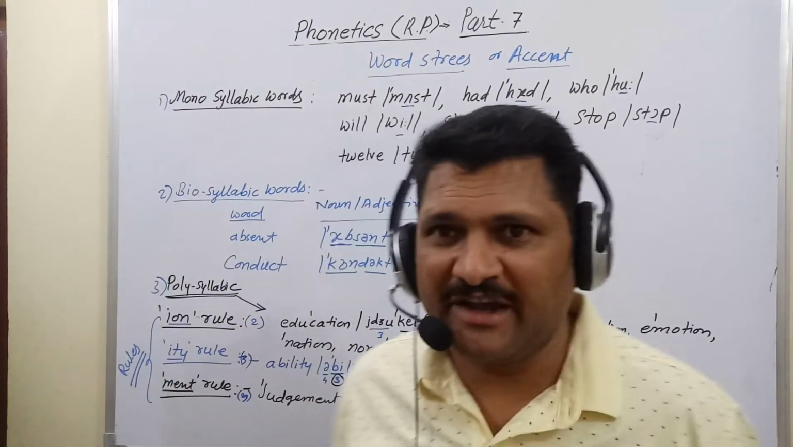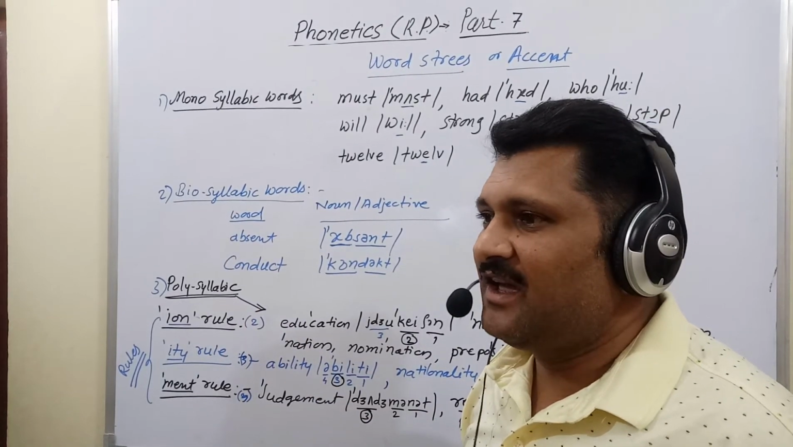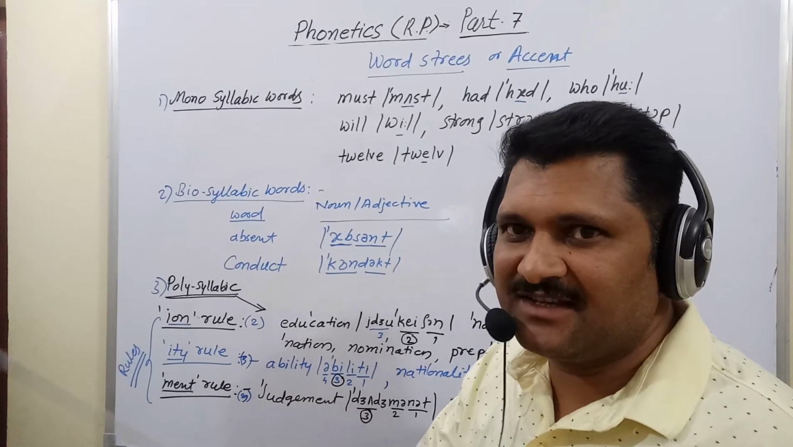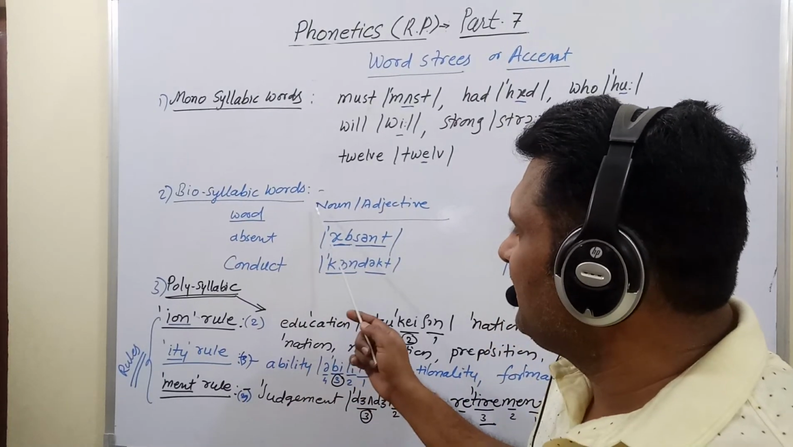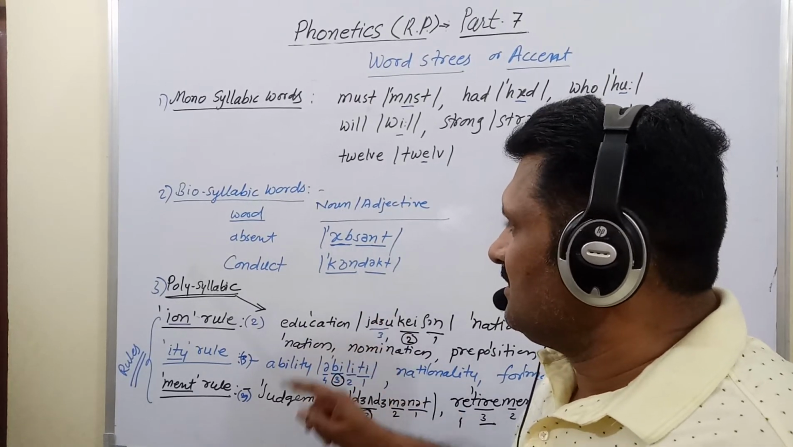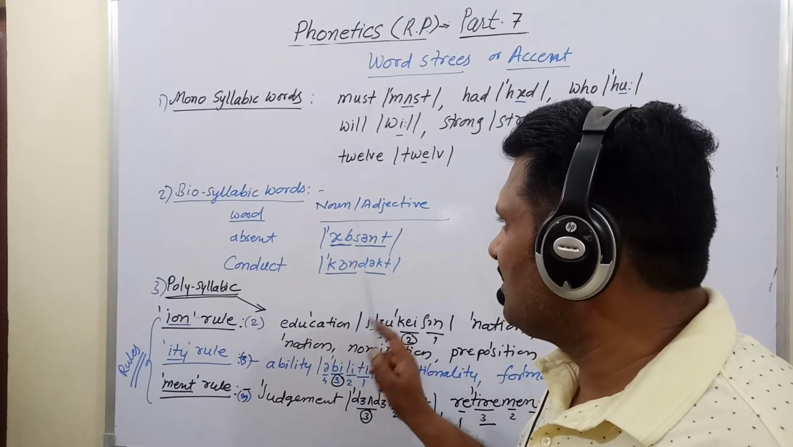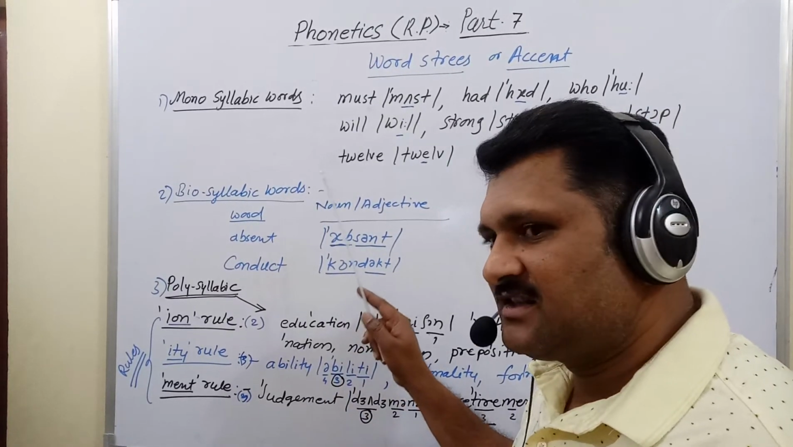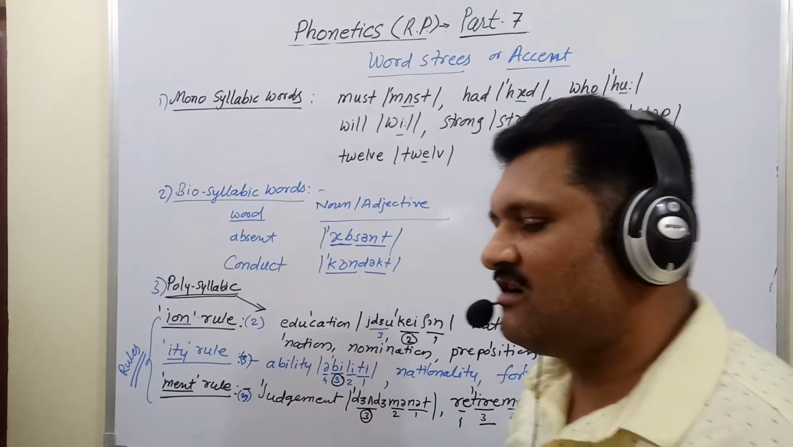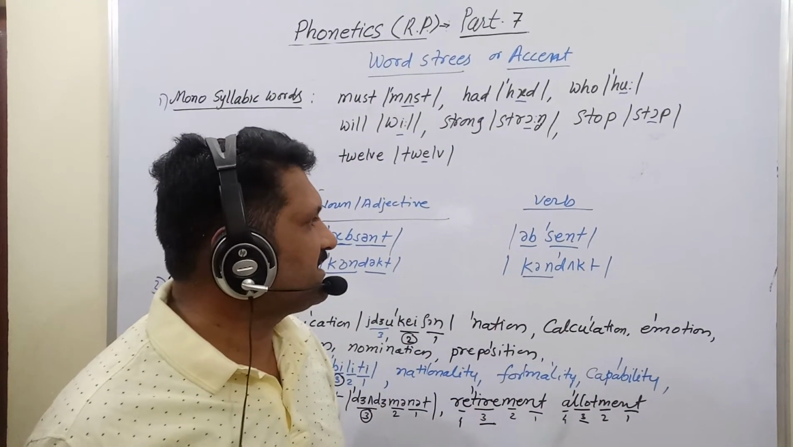There are some bisyllabic words. When we get bisyllabic words, then we have to choose where to give prominence, where to give accent and where to give stress. Here are examples: absent and conduct. If a word is considered a noun or adjective, then the stress mark goes on the first syllable. When the same word plays the role of a verb, then the stress mark goes on the second syllable.